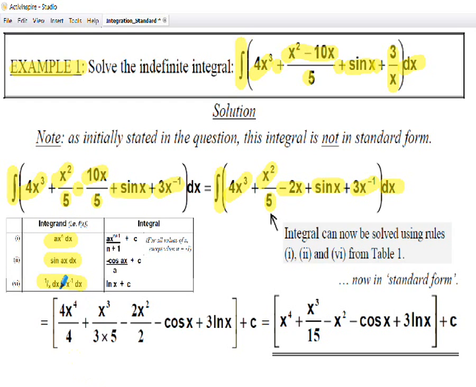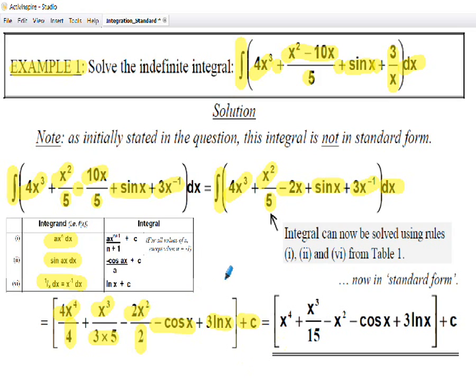So when I look at my solutions, integrating through 4x cubed becomes 4x to the 4 upon 4. The x squared upon 5 becomes x to the 3 upon 3 times 5. The minus 2x becomes minus 2x to the 2 upon 2. The plus sine 1x becomes minus cos 1x here, and the 3x to the minus 1 becomes 3 times ln x. I'll let you look at those with the standard forms. We then simply add the c in this case for the constant of integration.